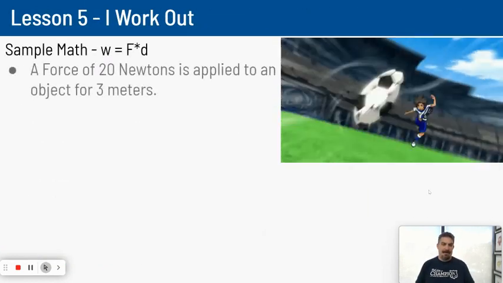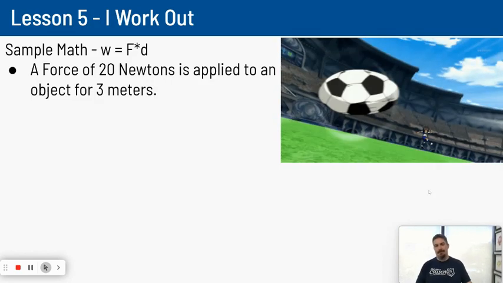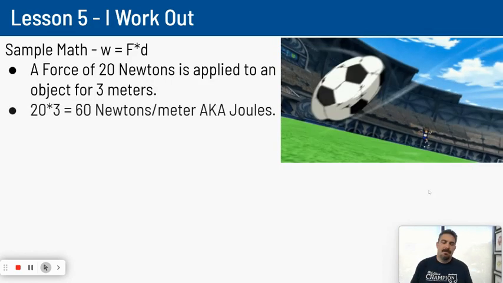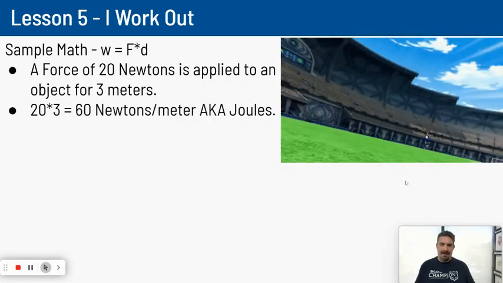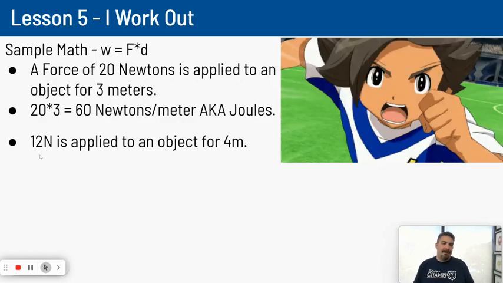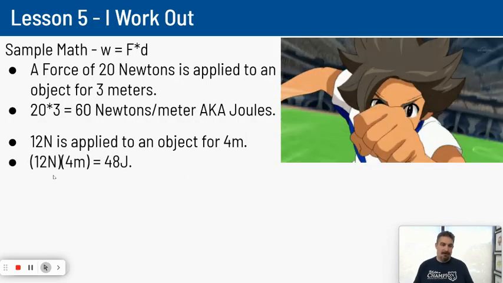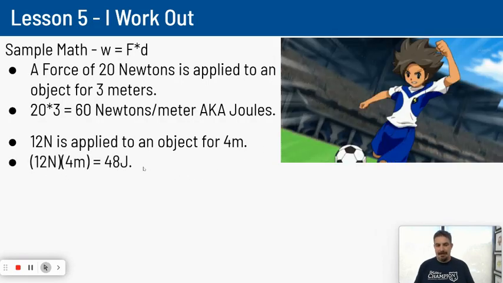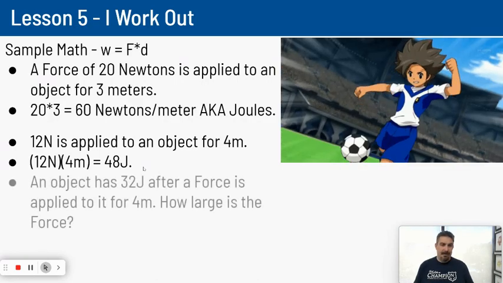So let's do some sample math here. A force of 20 newtons is applied to an object for 3 meters. 20 times 3 is 60 newton meters, aka joules. Here's another example. 12 N applied to an object for 4 M. 12 times 4 is 48. 12 N times 4 M is 48 J. Okay?